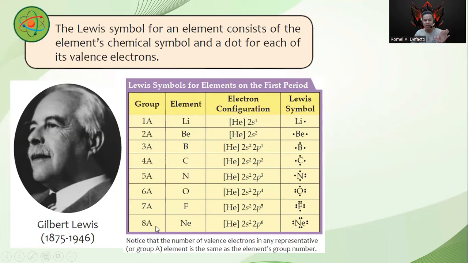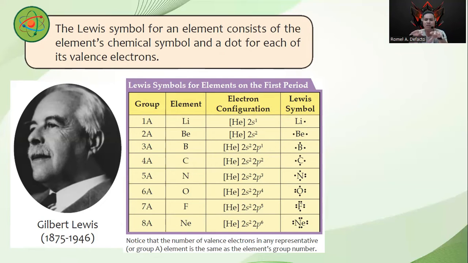So when you say group 7A, that means there are only 7 electrons in the outermost shell, the valence electrons. That's why you can see also there a fluorine and 7 dots. And then for 8A, these are the noble gases. So we have here 8. You have the symbol at the center, then you have the dots surrounding the symbol.